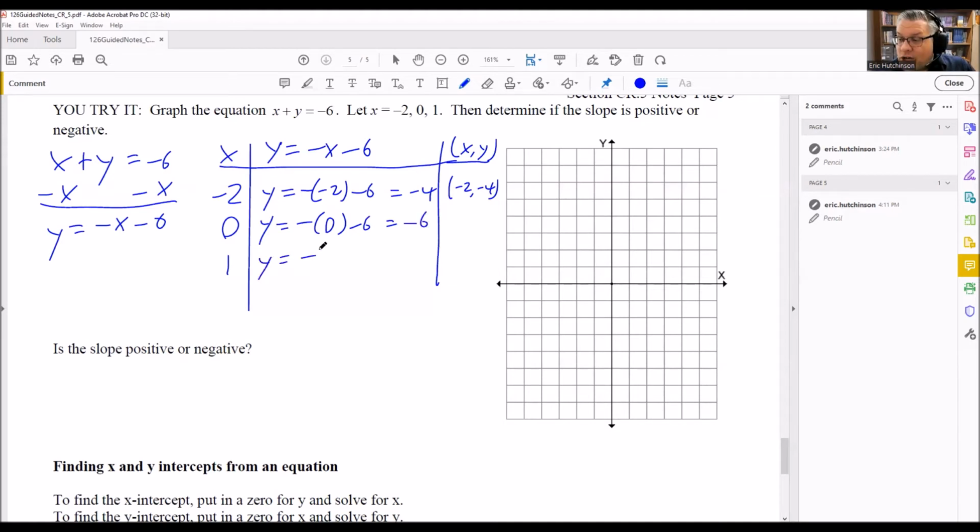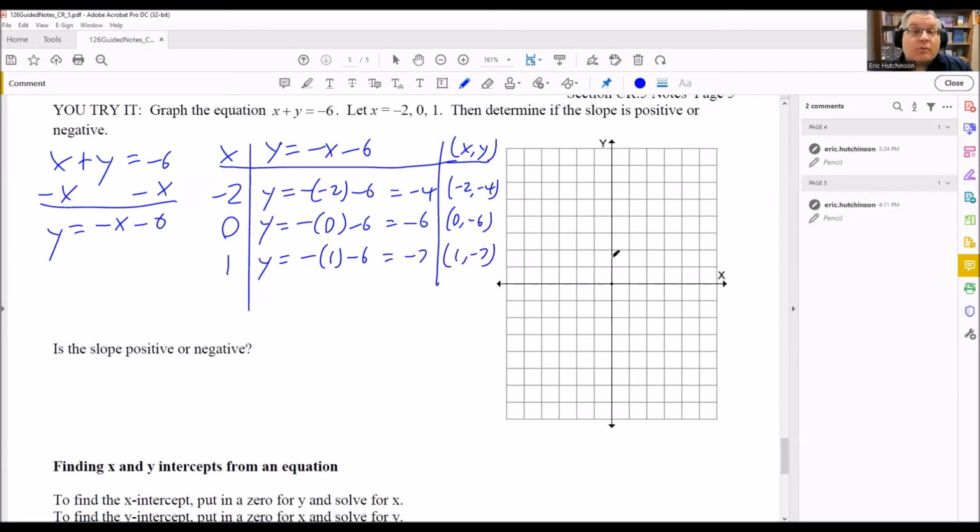Then we have y equals negative, we put a 1 in there, minus 6. All right, we have a -1, and you're subtracting 6 more. Okay, so it's just like addition, and you keep the common sign. So 1 plus 6 is 7. We keep the common sign of negative, so it's going to be -7. So let's write these points out: 0, -6, and 1, -7.